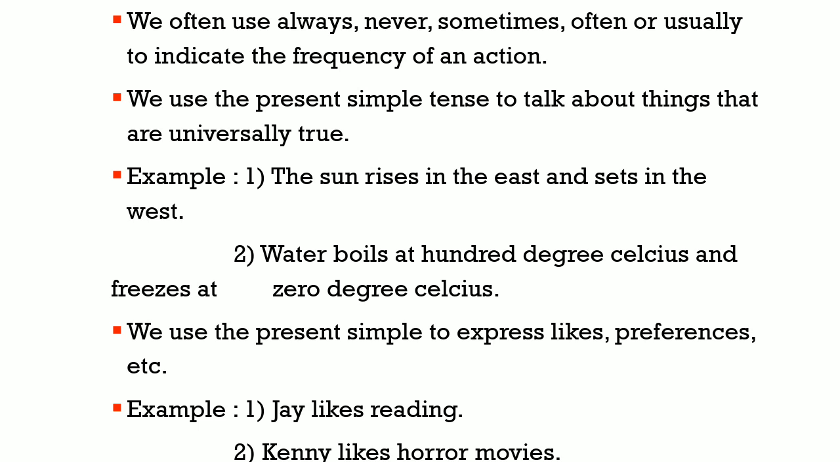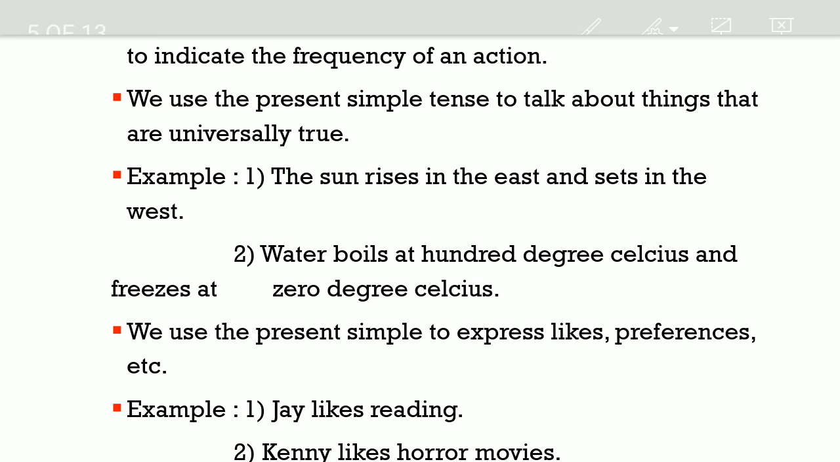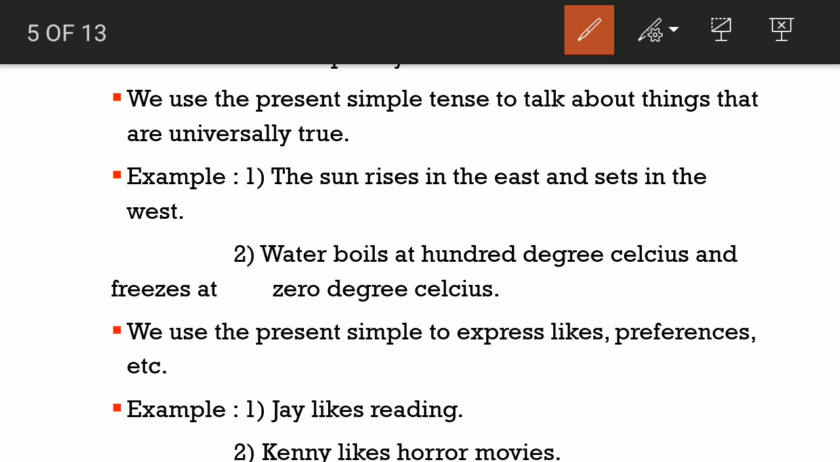We use the simple present tense to talk about the things that are universally true. जो universally true हैं, जो already स्थापित हैं उनके बारे में जानकारी, वो हमको simple present tense में use करनी होती है. Like these are the things that are universally true. सब जगह वो true हैं.